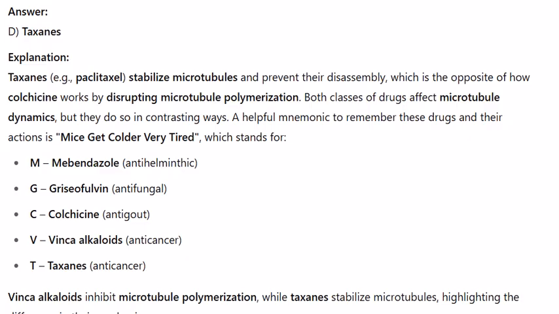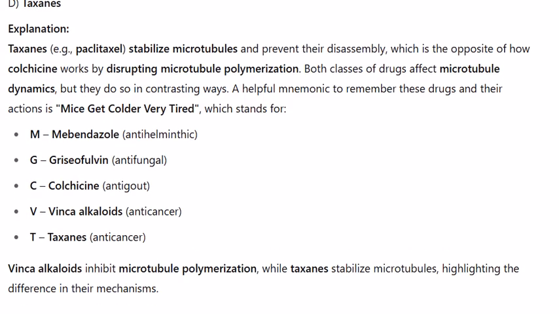A helpful mnemonic to remember these drugs and their actions is "mice get colder very tired," which stands for M, mebendazole, antihelminthic; G, griseofulvin, antifungal; C, colchicine, anti-gout; V, vinca alkaloids, anti-cancer; T, taxane, anti-cancer. Vinca alkaloids inhibit microtubule polymerization, while taxanes stabilize microtubules, highlighting the difference in their mechanisms.